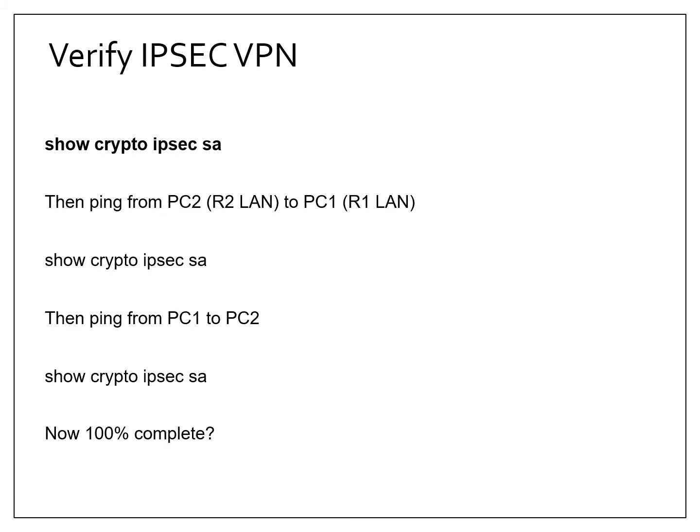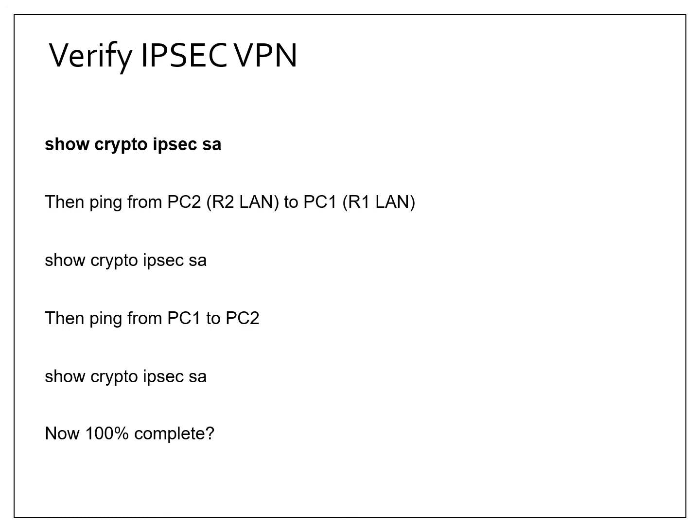So then you'll need to verify the IPsec VPN. If you go to the command line interface on one of the routers and say show crypto ipsec sa, now SA stands for security association. So the outcome of this whole process is that you've set up a security association between router 1 and router 2 and vice versa. That's between the two sites.